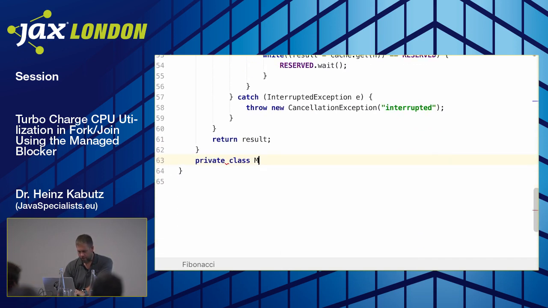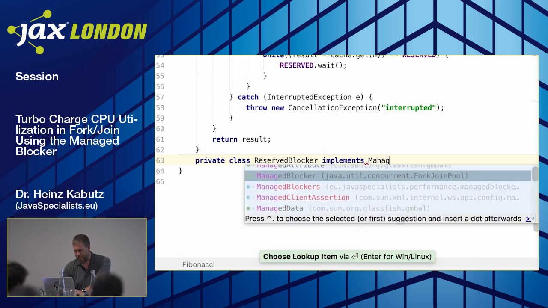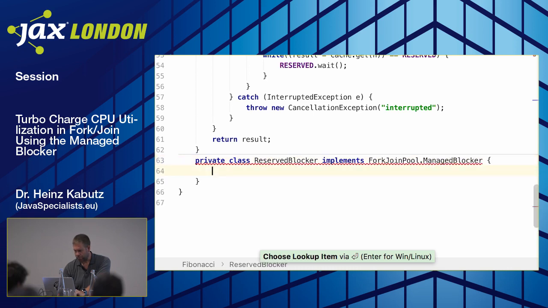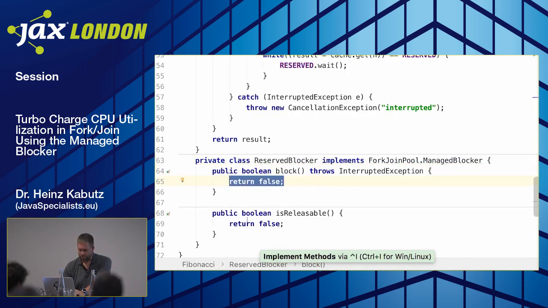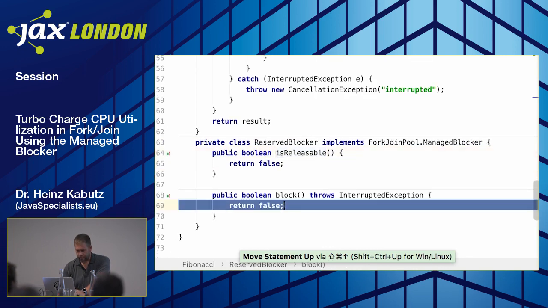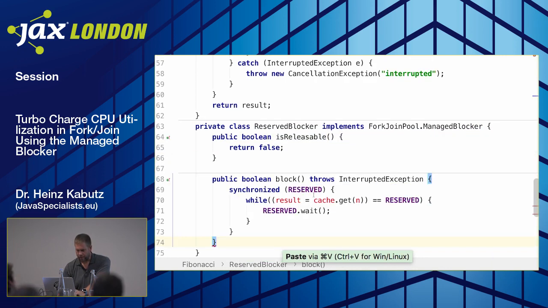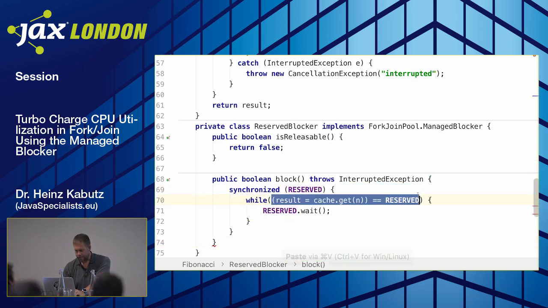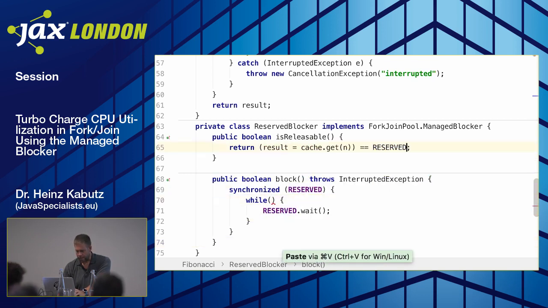Private class ReservedBlocker, we'll call it, implements ManagedBlocker from ForkJoinPool. It's got 2 methods, block and isReleasable. I'll swap them around. And basically, block is going to be looking like this, except that that's from before. This is going to be moved up here.